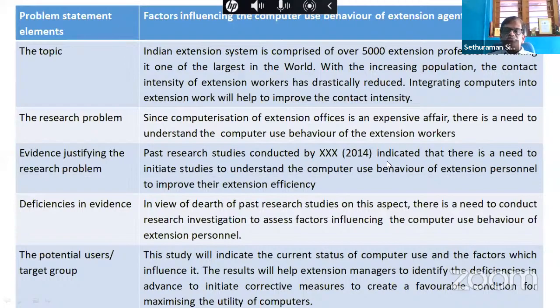So with this, I will close this research problem statement. Any questions? Any questions at this? We have more than 65 participants. No questions? Okay, I think there are a few questions here.